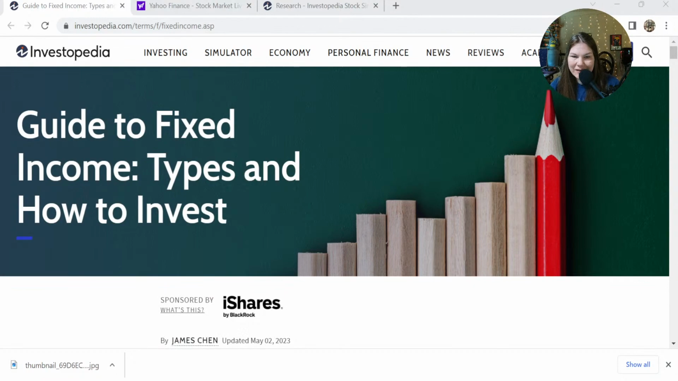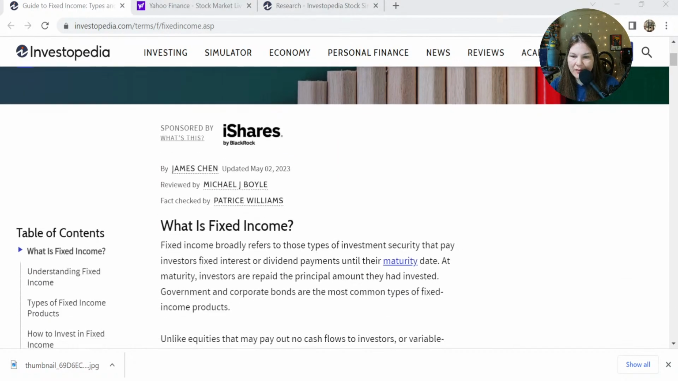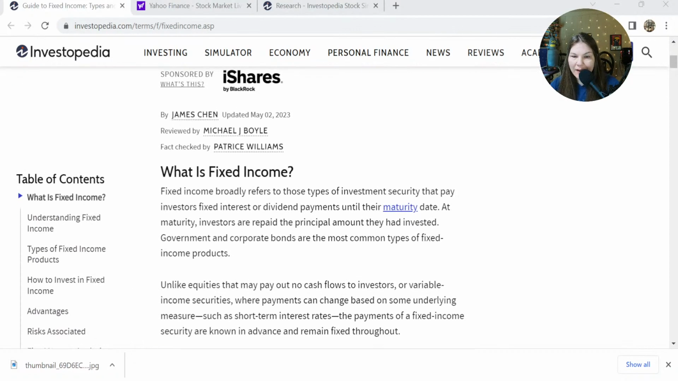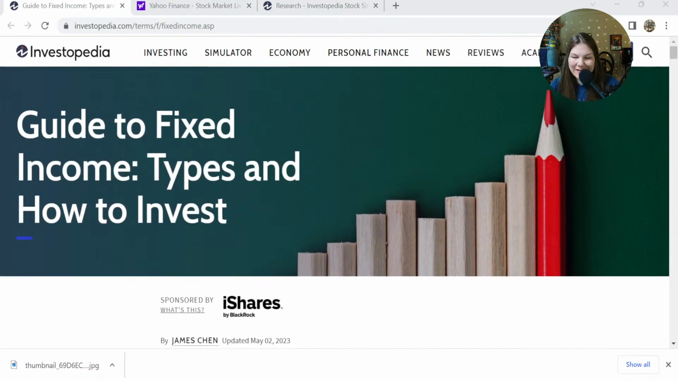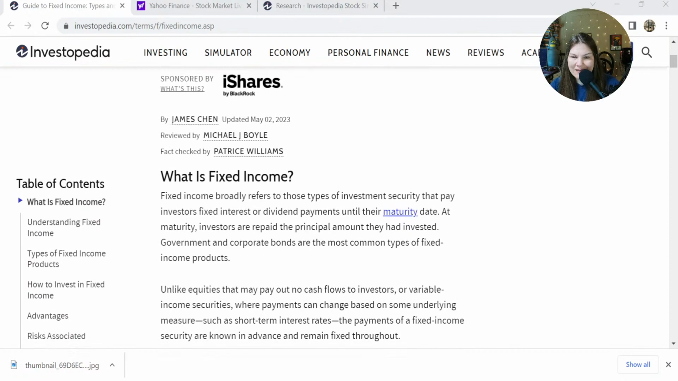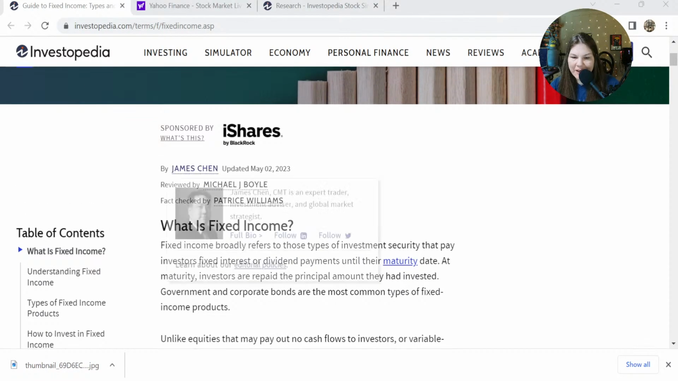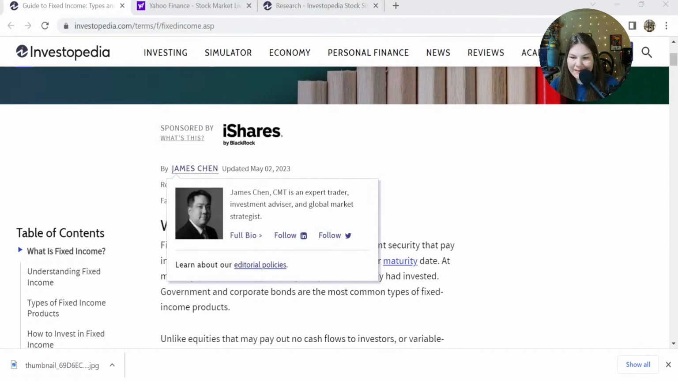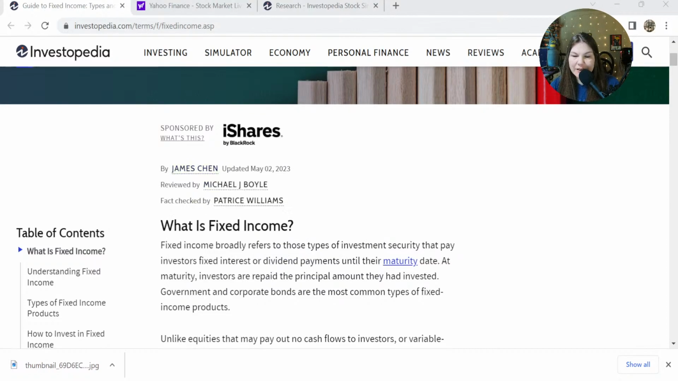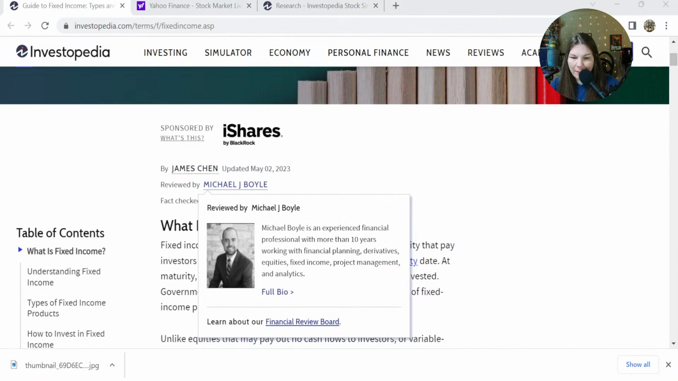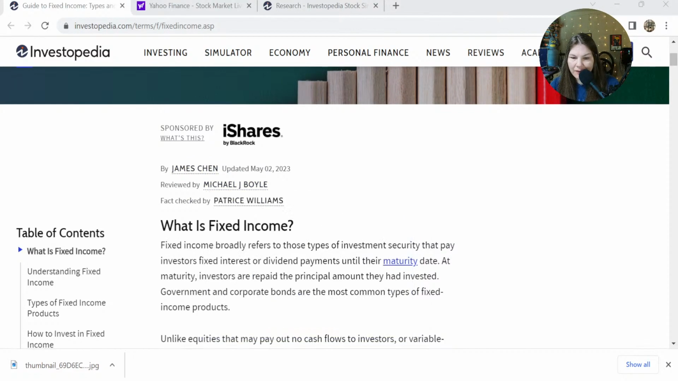So let us get started, and then as usual, we will check out the news and some of our paper investments we have going. So this is called Guide to Fixed Income Types and How to Invest, and it is written by James Chen. And he is an expert trader, an investment advisor, and a global market strategist. It's reviewed by Michael Boyle and fact-checked by Patrice Williams.